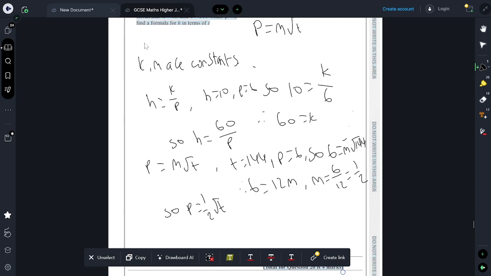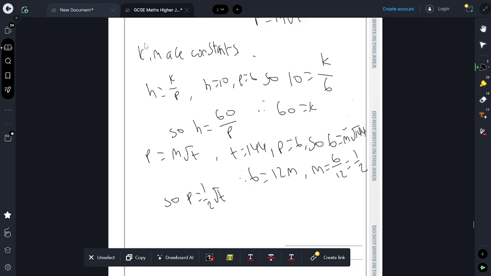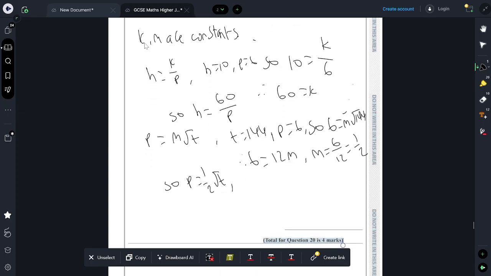Then it says find h in terms of t. Well, we have these formulas here. P is half root t, and we know that h is 60 over p. Well, we can substitute p into here, can't we? So then we get h is 60 over a half root t. And so we can simplify this, can't we? So 60 over a half is 120.